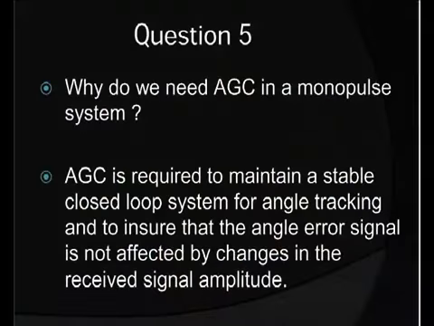Why do we need AGC in a monopulse system? AGC is always required to stabilize the receiver chain. So here also we use the AGC to have stability of the receiver closed loop feedback system. This is very useful for angle tracking and to ensure that the angle error signal is not affected by changes of the received signal amplitude.